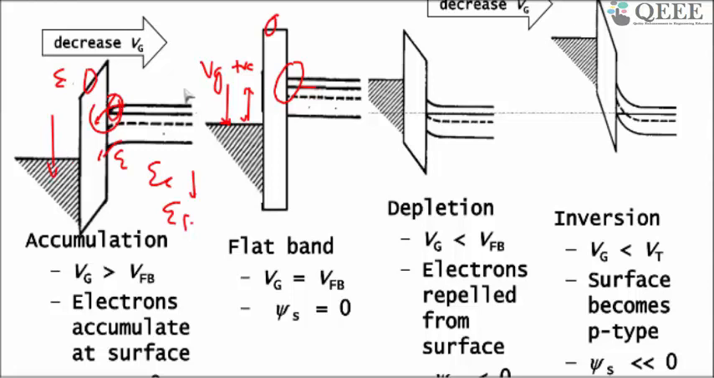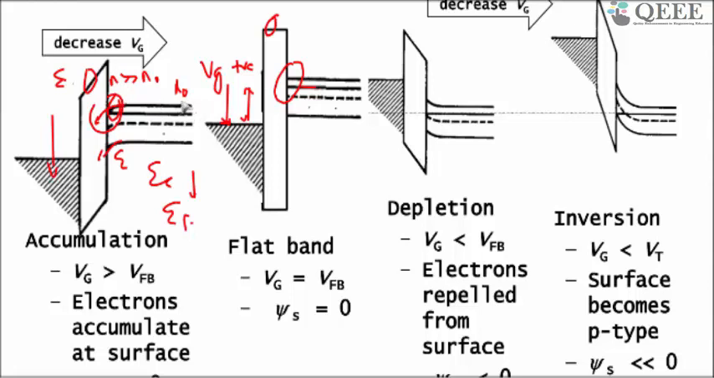Suppose this is the electron concentration in the substrate, and this is at the surface. So this N is now becoming much greater than N0, right? This condition we call accumulation. You are trying to accumulate the surface with the majority carriers.